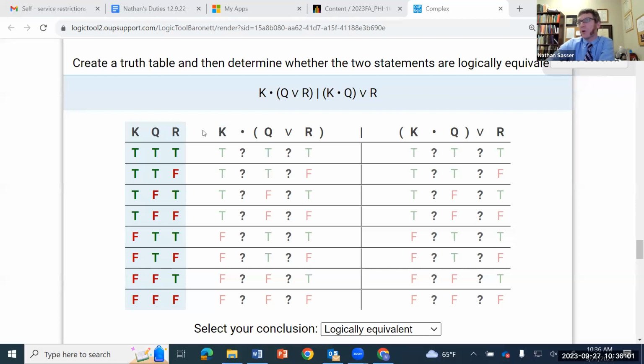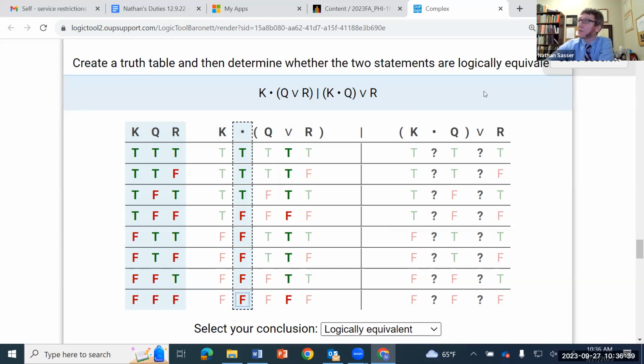I'm going to start with this one. I'm going to start all the way inside the parentheses. Here's the wedge. At least one disjunct has to be true to make it true. So we got true, true, true, false, true, true, true, false. And now we'll move to the main operator, the only logical connective outside of parentheses, the conjunction, which has to have both conjuncts true in order to be true. I'm looking at the K column and the wedge column. So we got true, true, true, false, false, false, false, false.